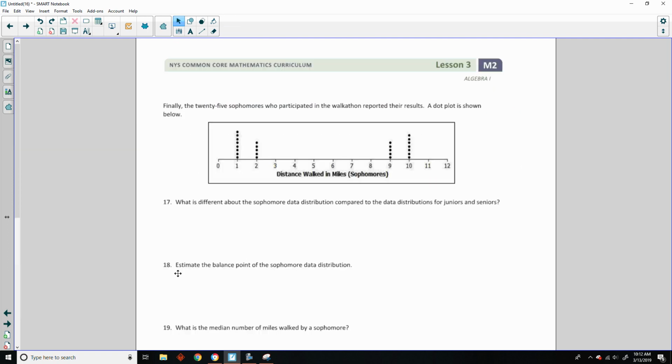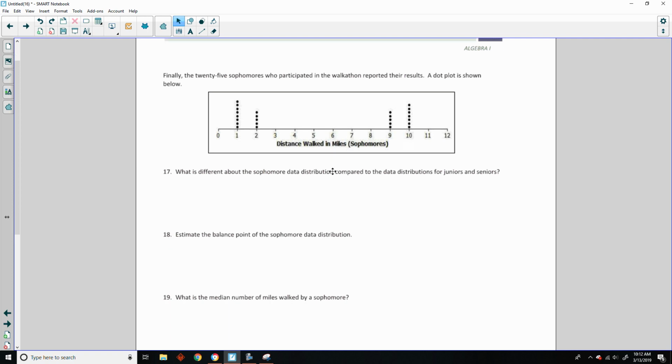All right, number 17. Finally, the 25 sophomores who participated in the walkathon reported their results. A dot plot shown below. So many walked 1 and 2 miles, nobody in between, and then there was a whole bunch that walked 9 and 10 miles. So maybe they walked in groups, 2 groups. One group called it quits after 2, one group called it quits after 9 and 10.